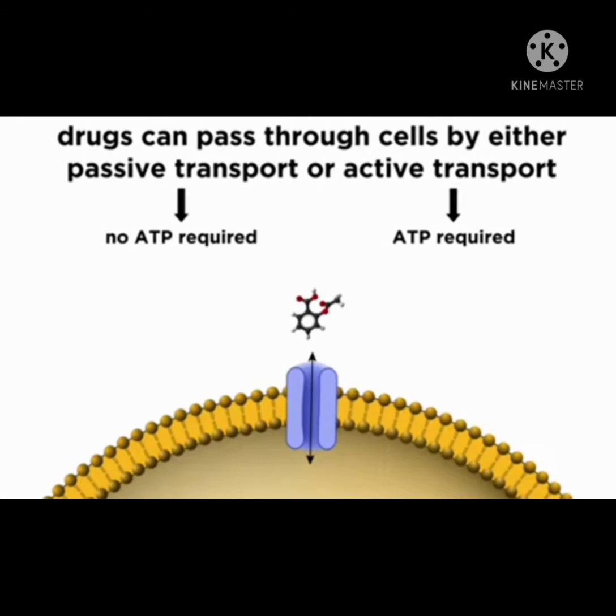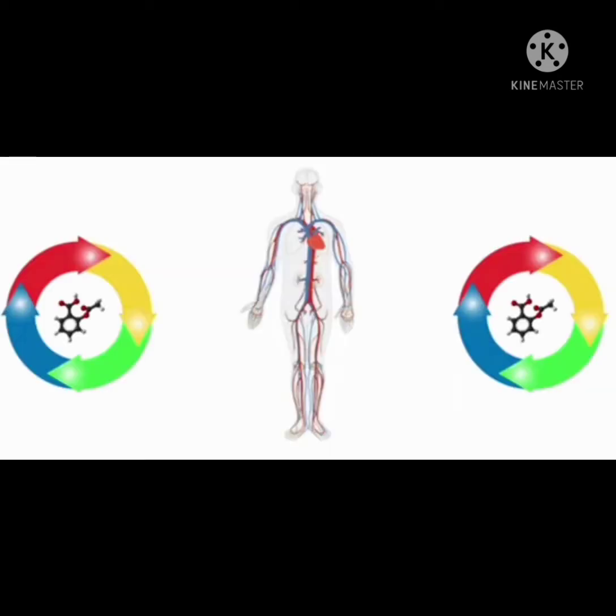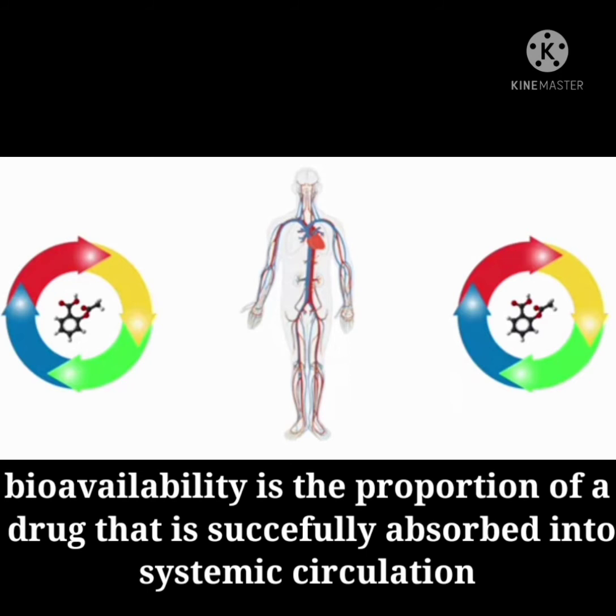Some drugs will pass through the cells that comprise these membranes by passive transport or active transport, but one way or another they will make it through on the way to their destination. Describing this process, it would be appropriate to review the term bioavailability. This term describes the proportion of a drug that is successfully absorbed into systemic circulation.